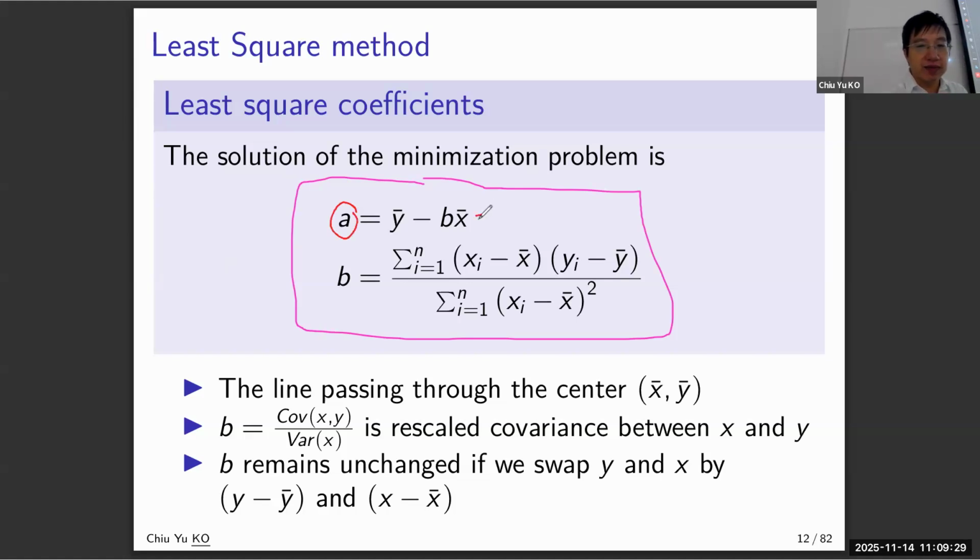Let's rewrite this statement: y bar equals a plus b x bar. What does it mean? Pick up your high school math. You notice that this line is going to pass through x bar, y bar, because this is the formula, so x bar, y bar solves this equation. That means the line will pass through the so-called center of the data, because it is x bar, y bar.